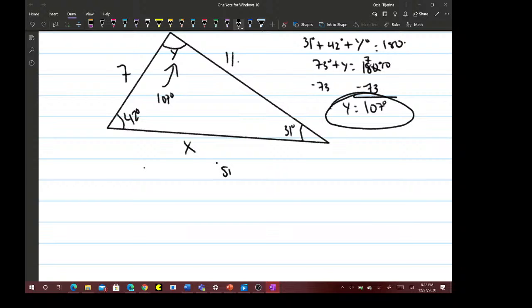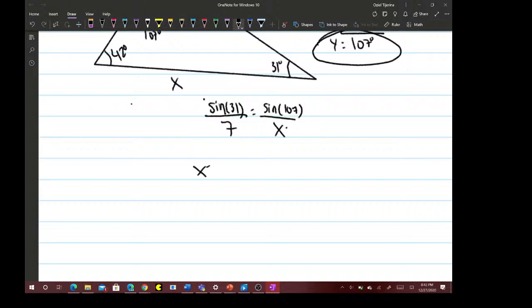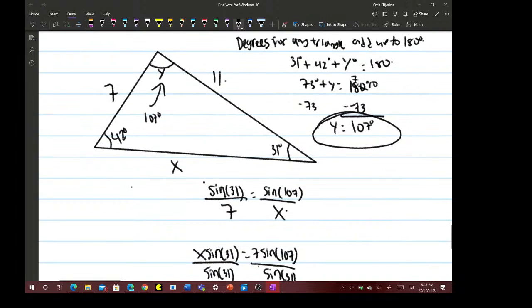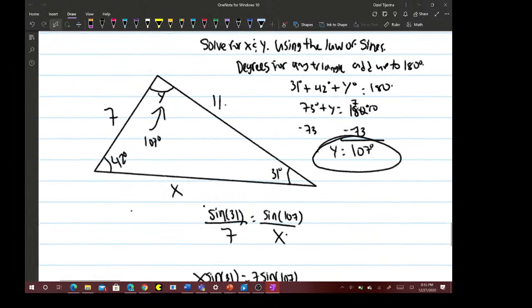So sine of 31, for example, would be sine of 31 over 7 equals sine of 107 over x. So then we would say x sine of 31 equals 7 sine of 107. Okay. So we then divide by sine of 31, and we want it in, I don't know what it said it wanted it in. Let me see, hold on.